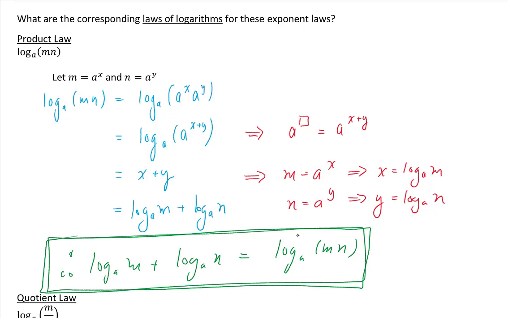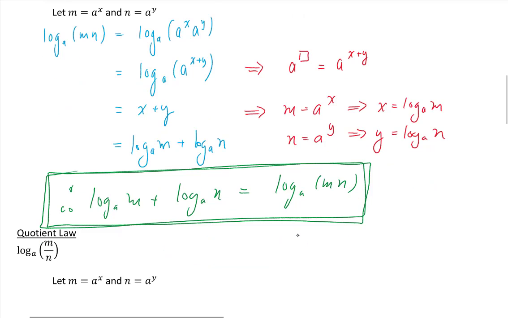So this is the product law for logarithms. It's like the inverse of the product law for exponents. Multiply two powers of the same base, you add the exponents. Here, we add logarithms of the same base, we multiply the values within the logarithm.